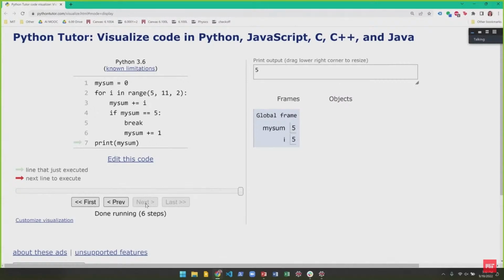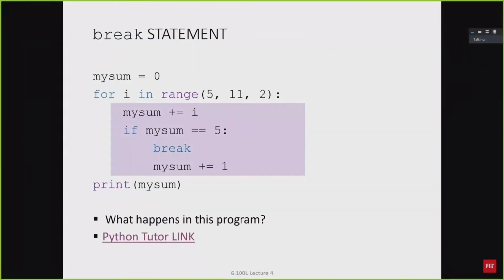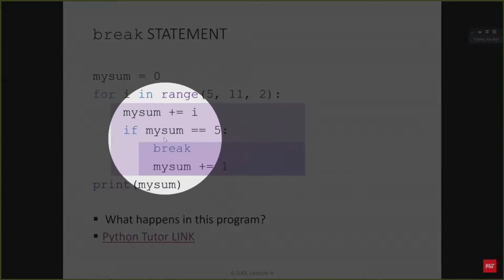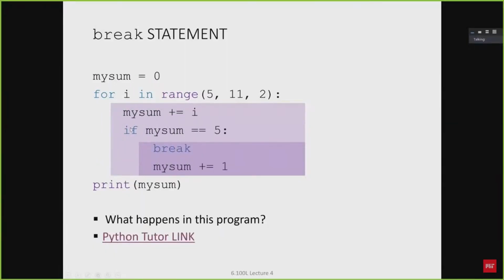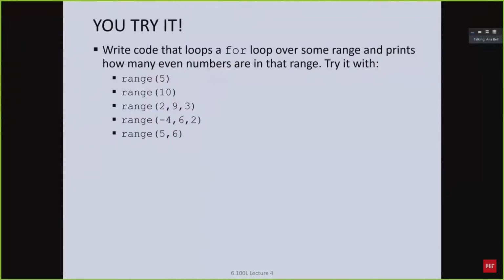Okay. Again, bad code. We would never write code like this, but this is just to show you exactly what happens with the break statement. So there's the code block for the for loop, and this is the code block for the if statement. And the break breaks out of our loop, which is the lighter purple, not the if statement.